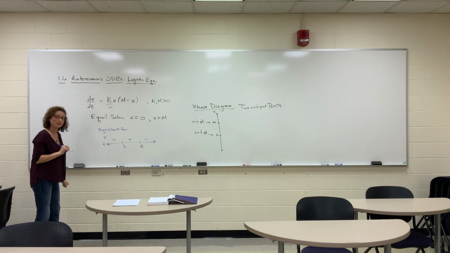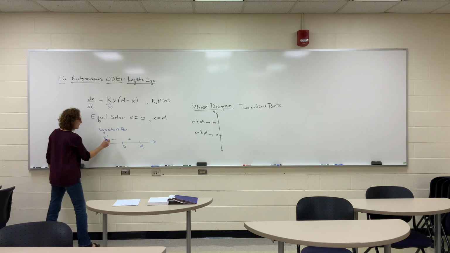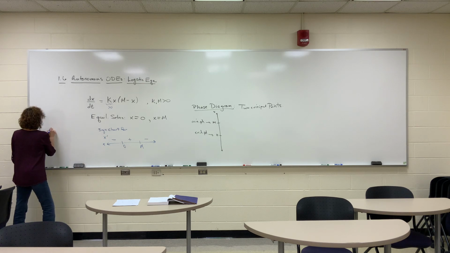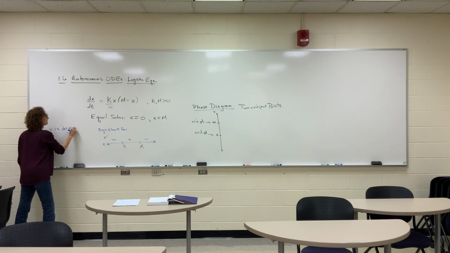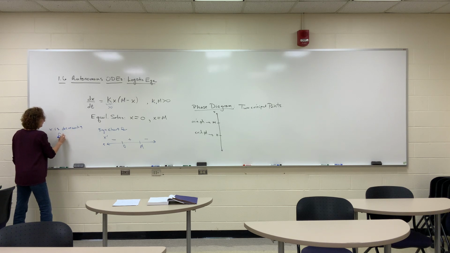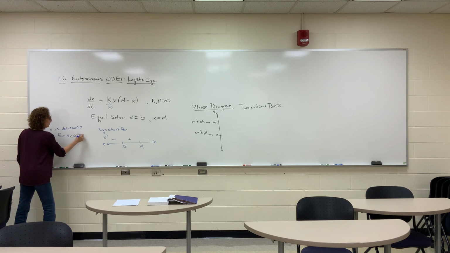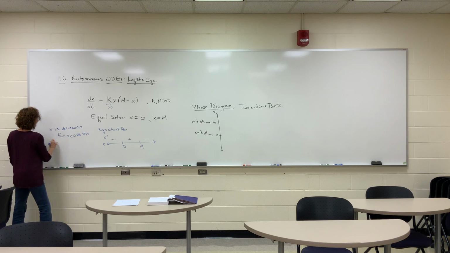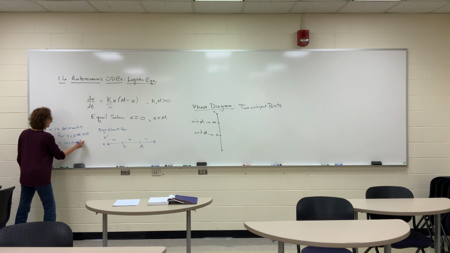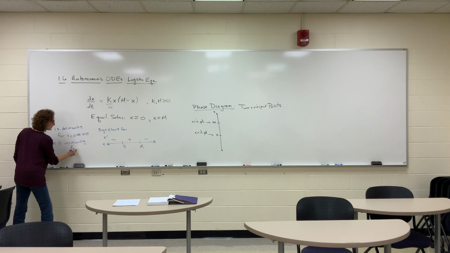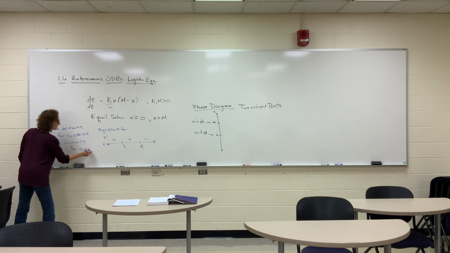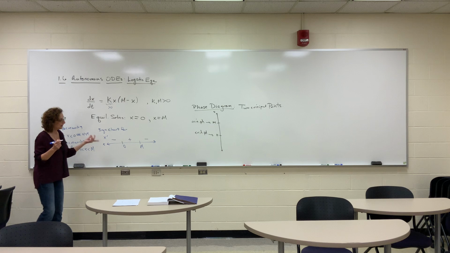So there's our sign chart for x prime, right? So what does that mean? That means that x is decreasing for x less than 0 or x greater than m, and x is increasing for 0 less than x less than m. We know that about the graph of x.